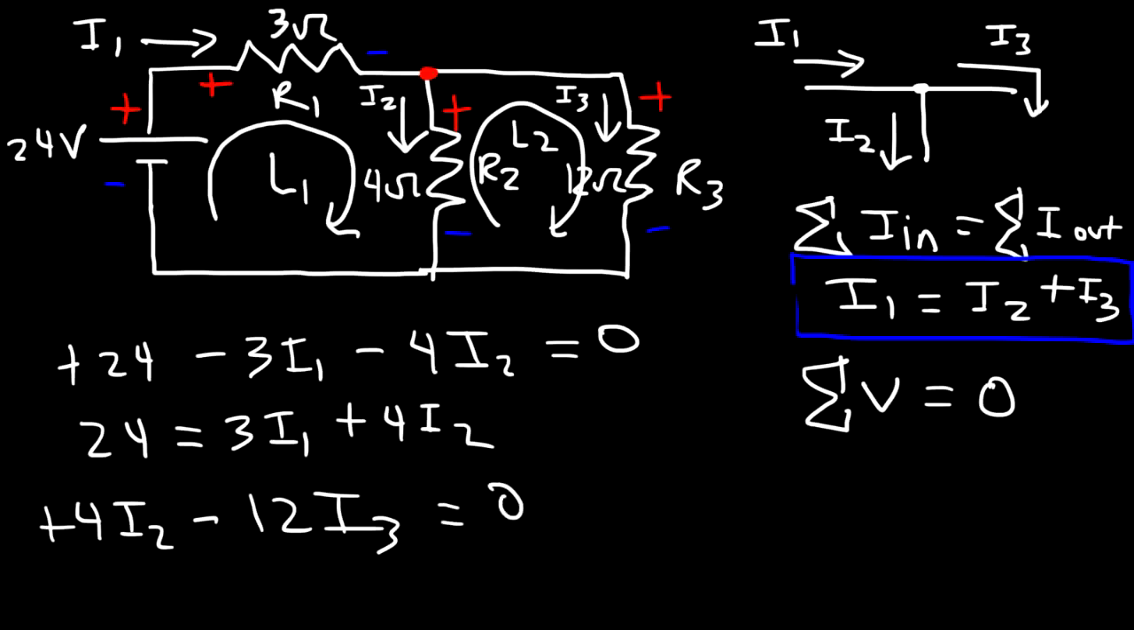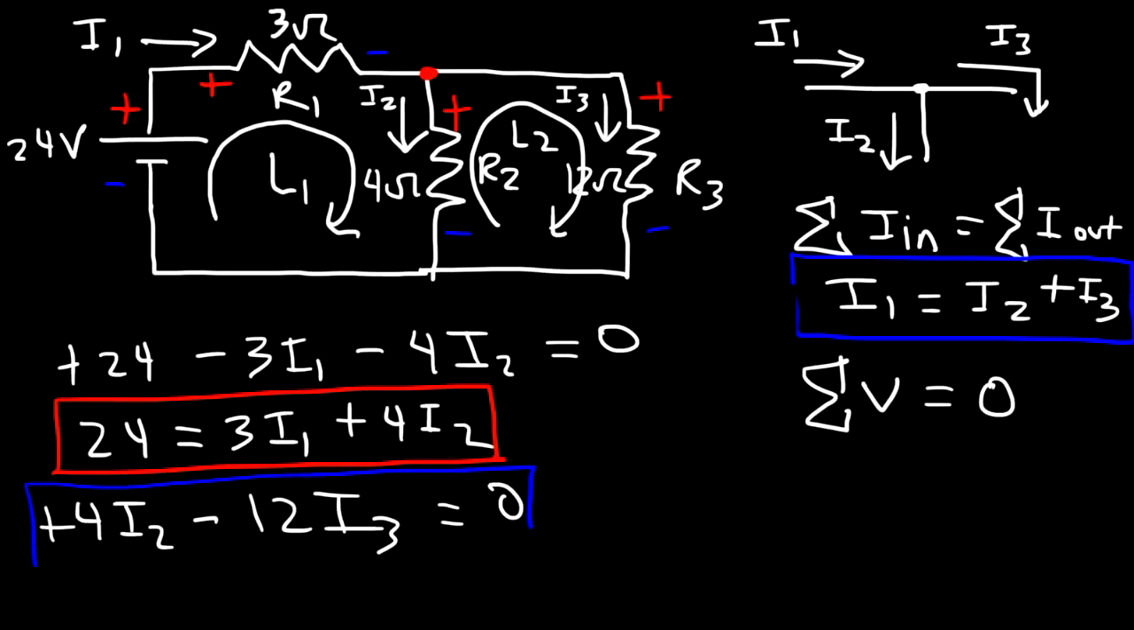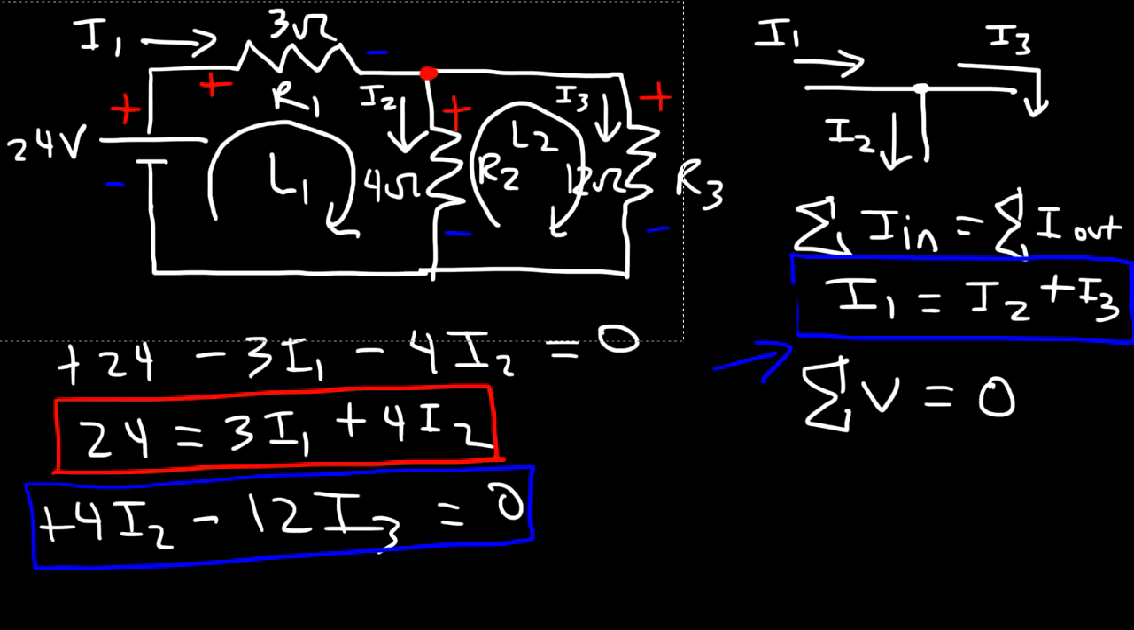Now, notice the two equations that we have. We have two equations and we have three variables. So in order to solve a system with three variables, you need three equations. And that's why this equation is important. So now let's combine those three equations.